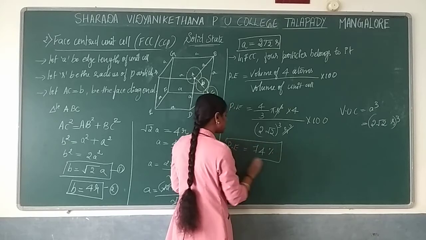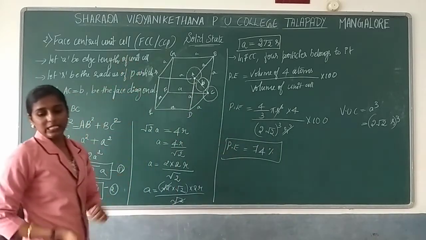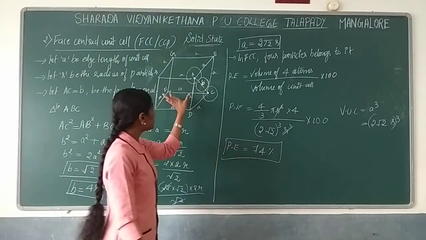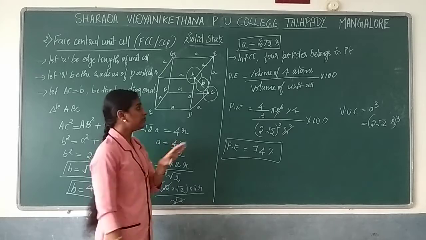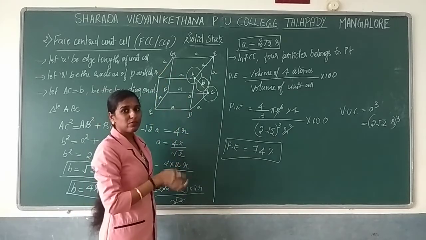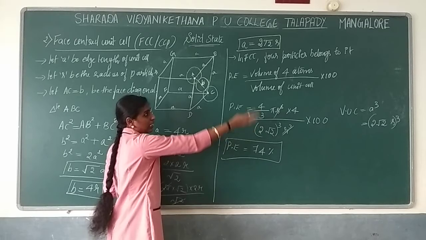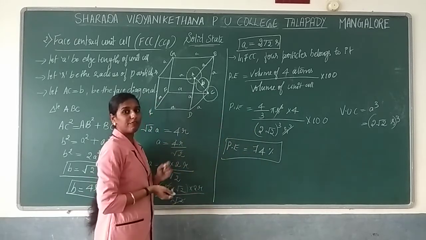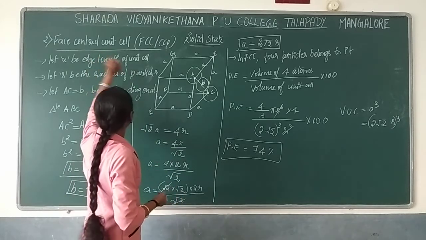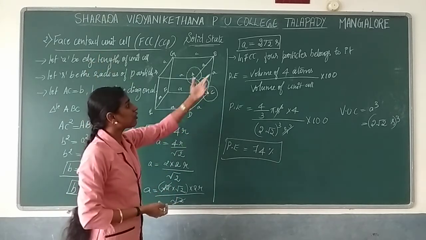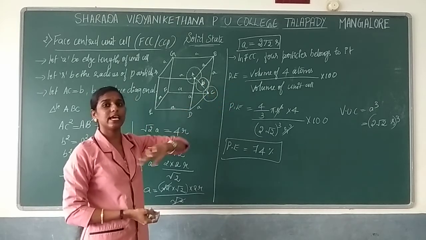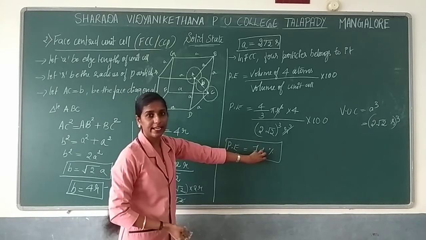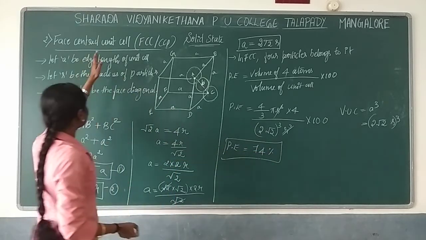So packing efficiency of face-centered unit cell is nothing but 74%. Because your face-centered unit cell is having 4 atoms, most of the space will be covered by the particles. So 74%, the highest percentage of the total space will be covered in your face-centered unit cell. Why? Because the number of particles is low when you compare with your BCC as well as simple unit cell. For that reason, it will have more percentage. So this is regarding the face-centered unit cell.